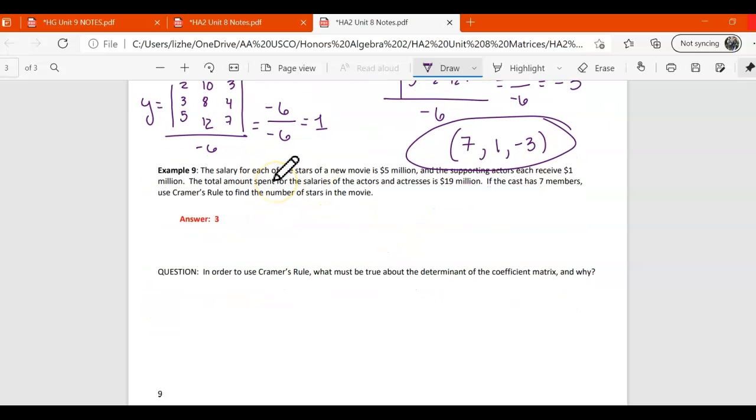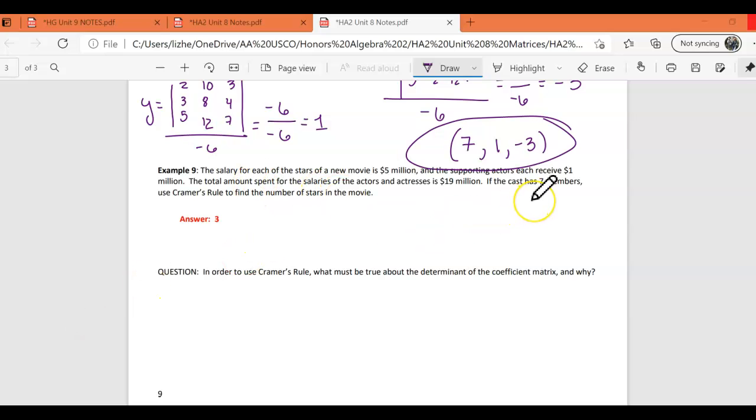Example 9. The salary for each of the stars of a new movie is $5 million, and the supporting actors each receive $1 million. The total amount spent for the salaries of the actors and actresses is $19 million. If the cast has 7 members, use Cramer's rule to find the number of stars in the movie.